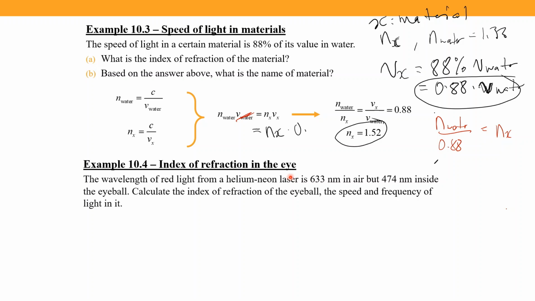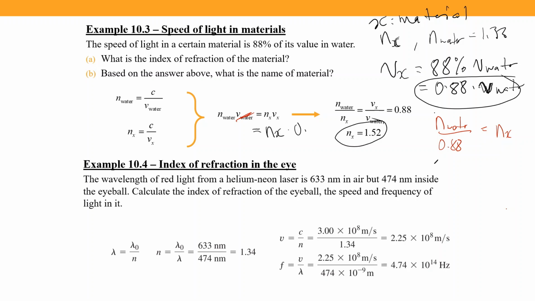Index of refraction in the eye. The wavelength of red light from a helium neon laser is 633 nanometer in air, but 474 nanometer inside the eyeball. So this is what I mentioned before. The wavelength, or the speed, will change when light travels inside different materials. Now we have to calculate the index of refraction in the eyeball, and the speed and frequency of light in it. So basically, you can just use equations for this one.